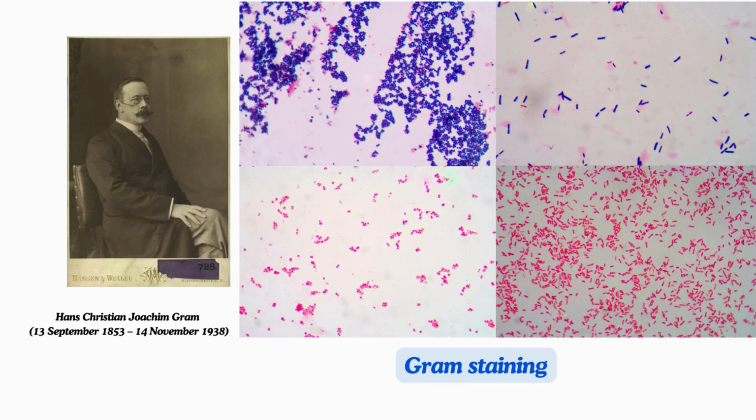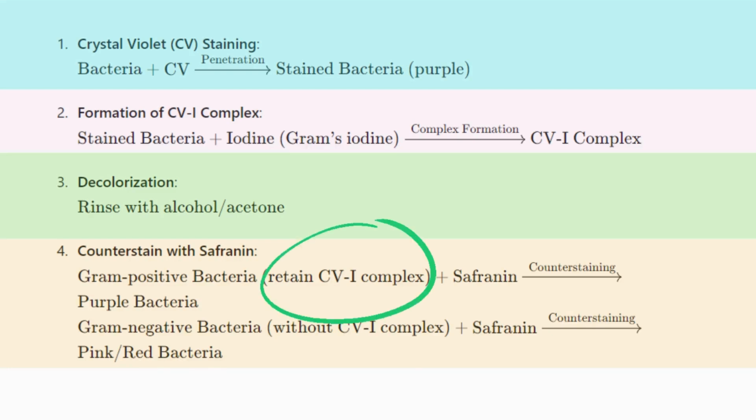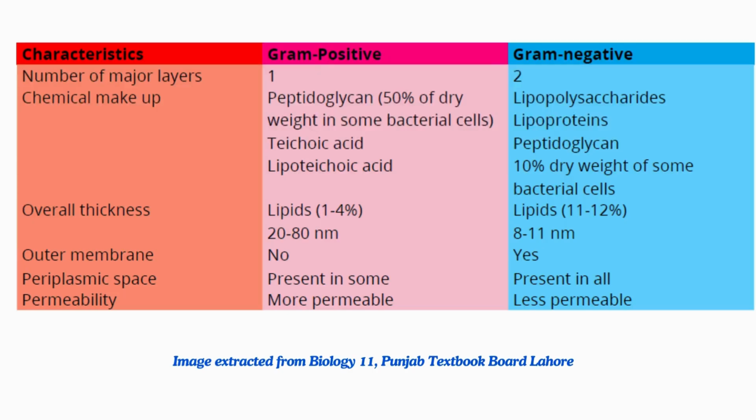Christian Gram developed the technique of Gram stain. Bacteria could be divided into two groups based on their response to the Gram staining procedure. Gram-positive bacteria are stained purple, retaining the primary dye due to the formation of the CV-iodine complex, and gram-negative bacteria are stained pink, retaining the secondary dye in color. There are many structural differences between the two groups, which are the primary basis for the difference in staining behavior.